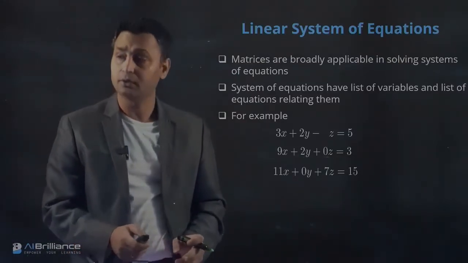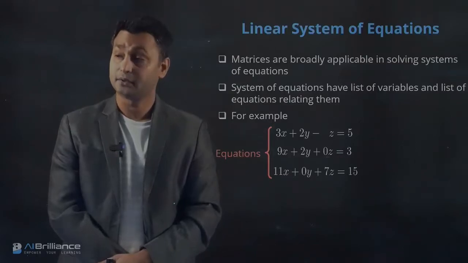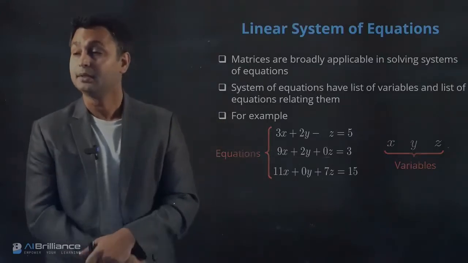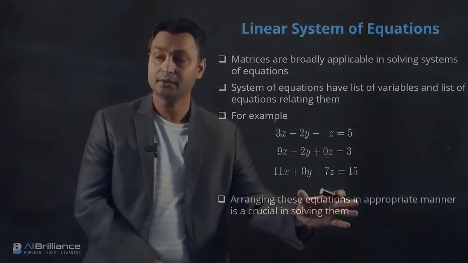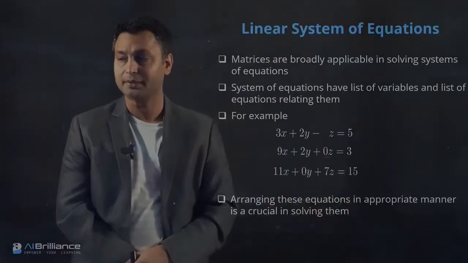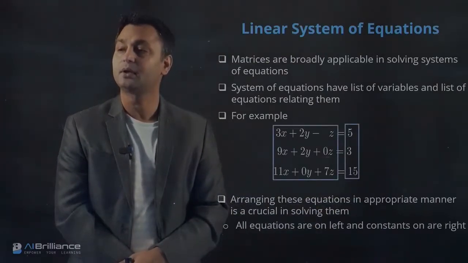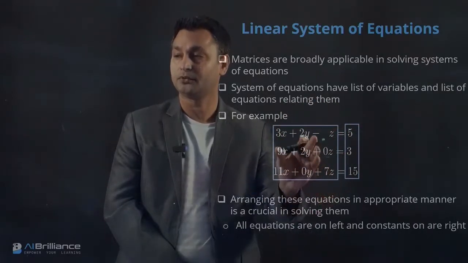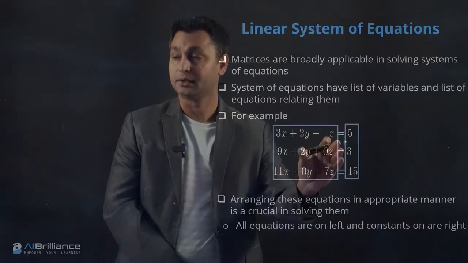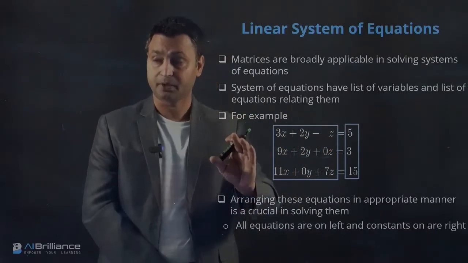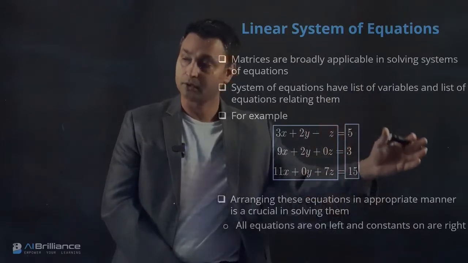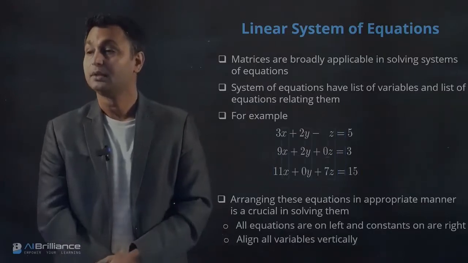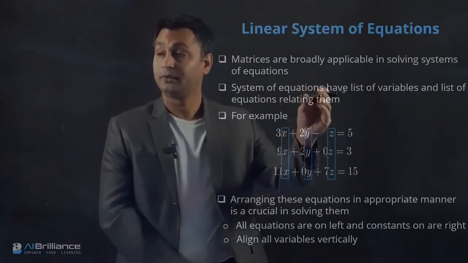So these are the set of equations that we have. The variables of interest are x, y, z. What we do is arrange the equations in an appropriate manner. First, all the variables are listed on the left-hand side. So anything with respect to the coefficients of the variables x, y, and z is on the left-hand side of the equation, and the constants of these equations are on the right-hand side of the equality for the set of three equations. Then all the variables are aligned vertically.